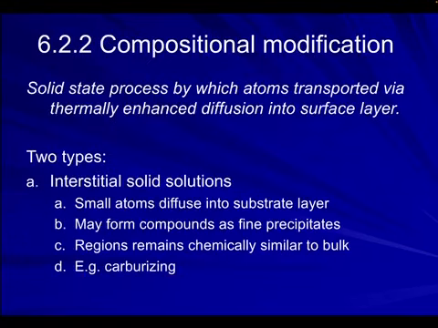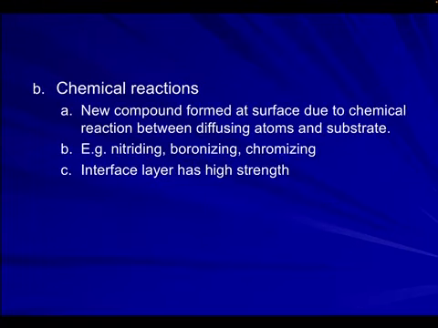Compositional modification, this is where you've got your solid state process, by which atoms are transported via thermally enhanced diffusion into your surface layer. So two types: interstitial solid solutions. Small atoms are diffused into the substrate layer, and they form compounds as fine precipitates. And then you also have regions that remain chemically similar to the bulk. So this, for instance, is carburizing.